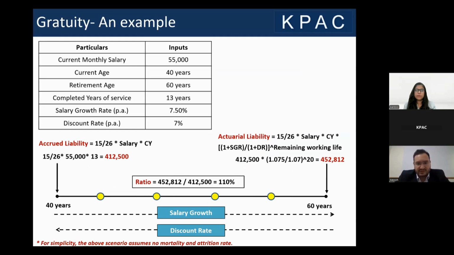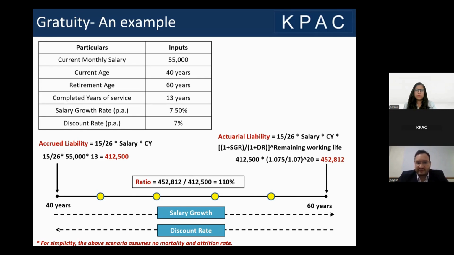Three being the discount rate, salary growth rate, and expected rate of return, which are also known as the financial assumptions. Since expected rate of return deals with the fair value of plan assets, we are not talking about that. However, we will be capturing the salary growth rate and the discount rate. And then there are demographic assumptions, including the retirement age, the mortality rate, and the attrition rate. For the sake of simplicity, we have assumed that in the current example there is no mortality rate and no attrition rate. Fine.